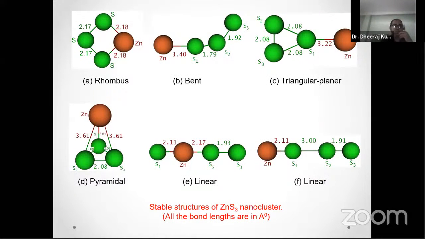This is all the optimized structures of ZnS3 configurations. In these configurations, we have taken 1 zinc atom and 3 sulfur atoms. And we have chosen different types of structures which can be possible. Next.